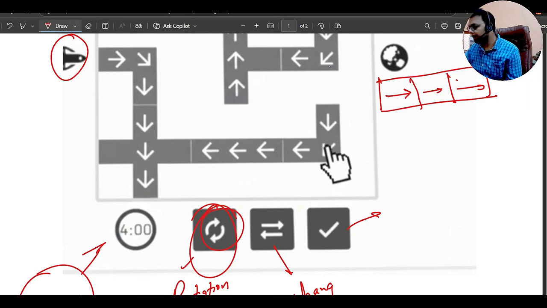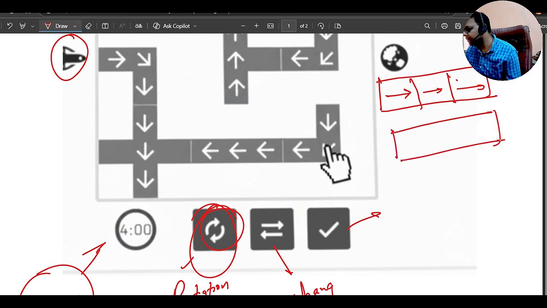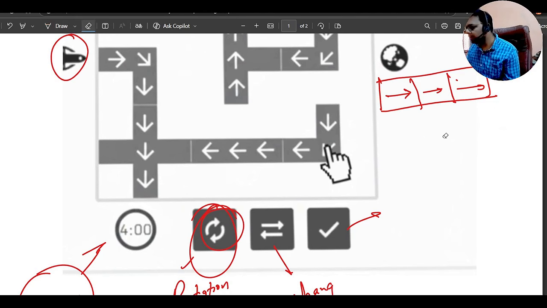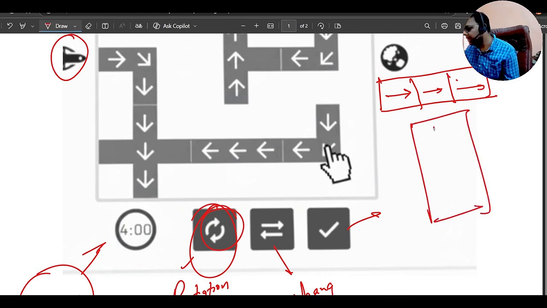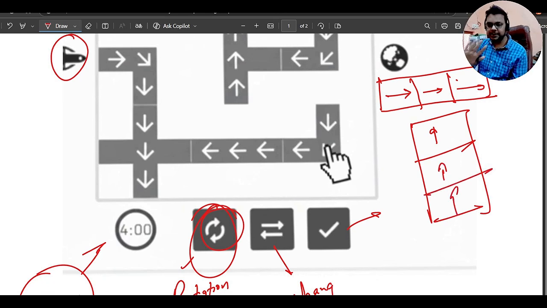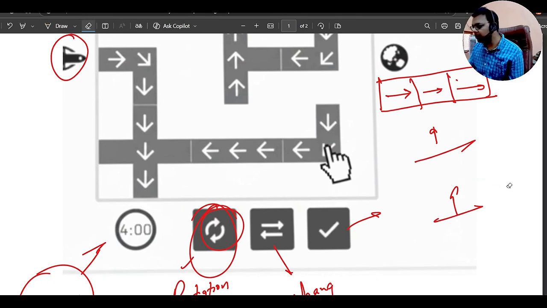Again this, but the direction is this, this, and this. Suppose again you use the rotation button, then the whole tile will look like this: up, up, and up. This is the rotation button. That means it will rotate in the clockwise direction. I hope the rotation button is clear.